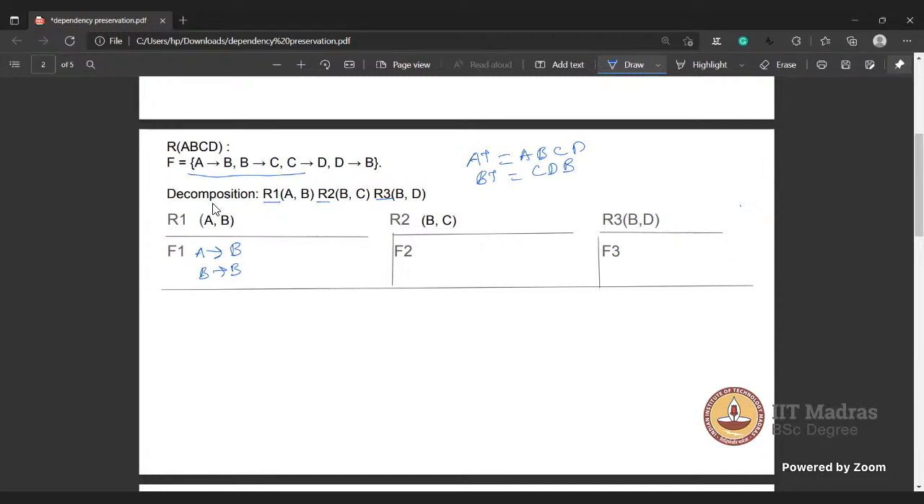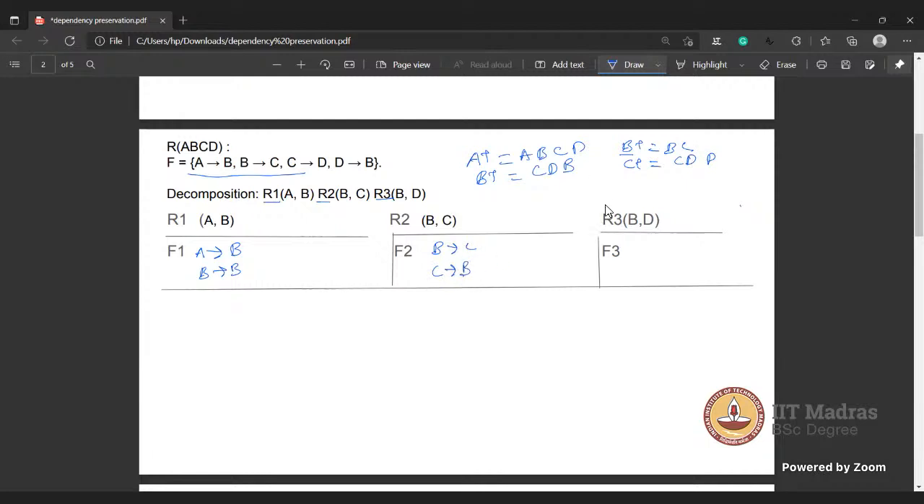Then relation R2 is B and C. So B already determines C. If we find B closure, what will we get? No, only B closure in this relation, B and C. So we can write B determines C, right? Yes. Okay. So let's find C closure. What will we get? C gives D, and D gives B. So C, D, and B, right? Yes. So you can write C determines B, right?